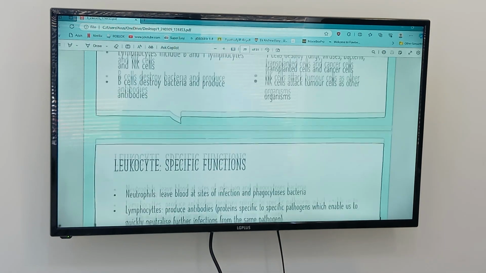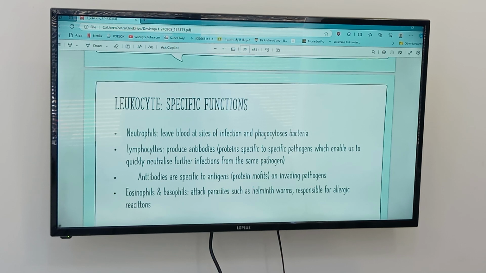They produce antibodies into the blood, which surround and arrest the pathogen. When the pathogen is arrested, like a prisoner, they make a signal first, and then the other cells will attack the pathogens and dissolve them. Antibodies are specific to antigens, protein motifs on the invading pathogen.